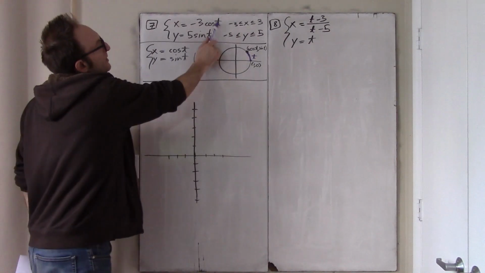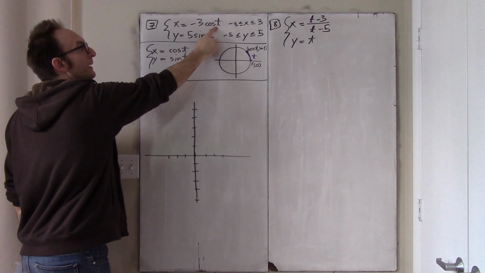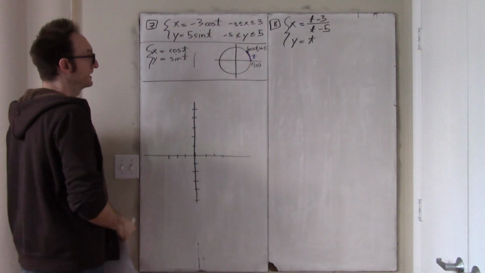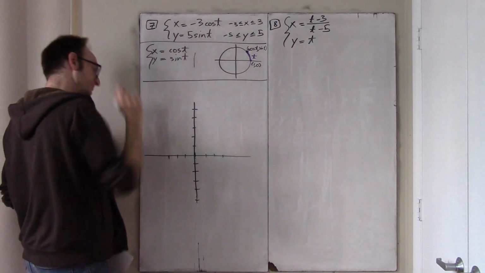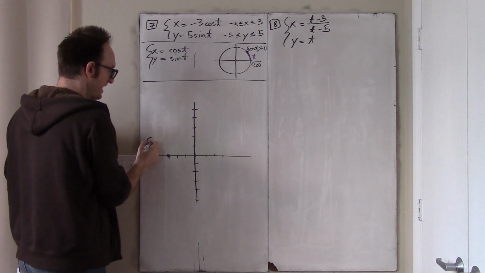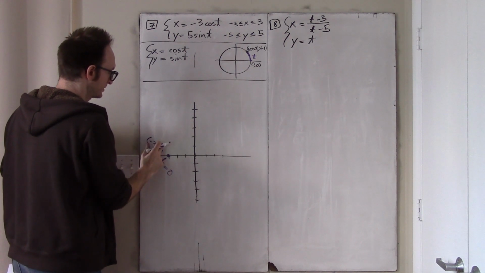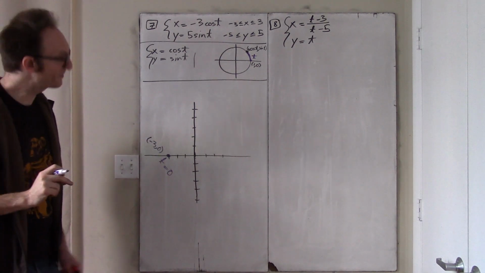When t equals 0, cosine 0 is 1. And so we end up at -3, comma 0. So actually I am here, that was maybe a little bit surprising, at -3, comma 0 at time t equals 0. Another good number to plug in would be pi over 2.